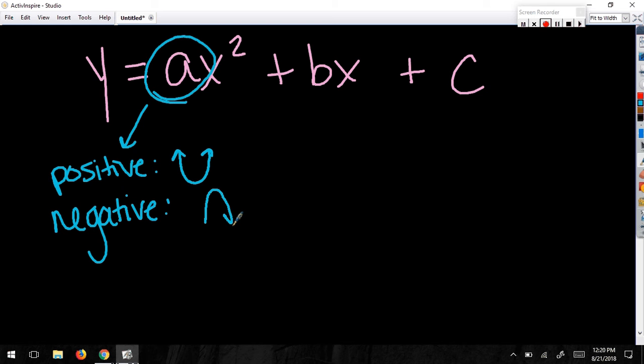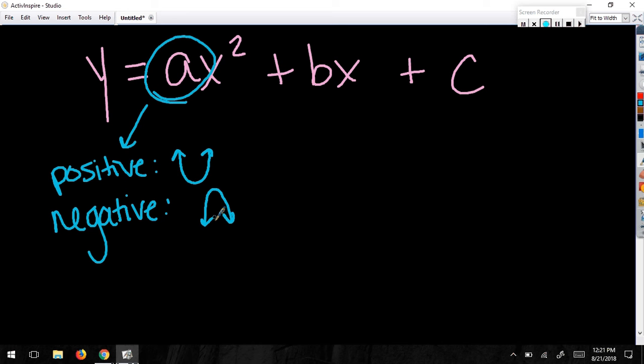So it goes down. Easy enough so far? Yes, ma'am. Thank you for that. Okay. Positive up, negative down. I told you, though, that it tells you two things. So it tells you if it goes up or down. It also tells you how skinny or wide the graph is going to be.